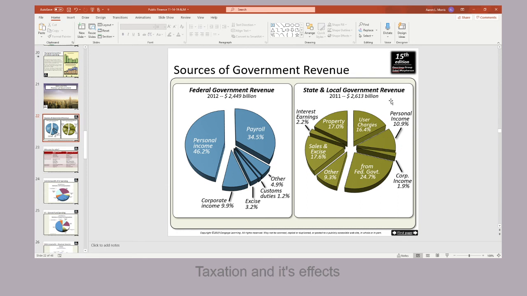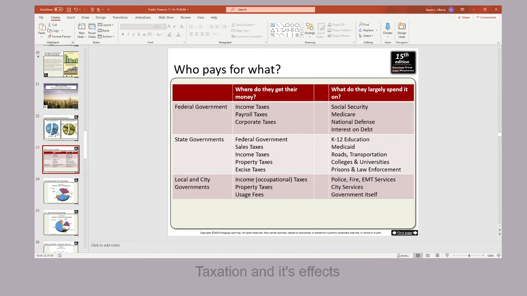This is, say, bridge tolls and road tolls and things that we're charging people to do. But this is where our federal, state, and local governments get their revenue from. So let's look real quick at who pays for what. Who does what with the money? Where do they get their money? And where do they spend it?